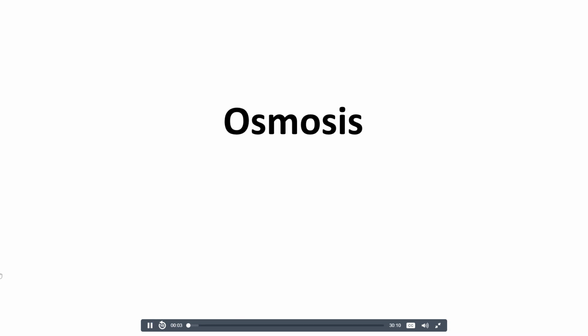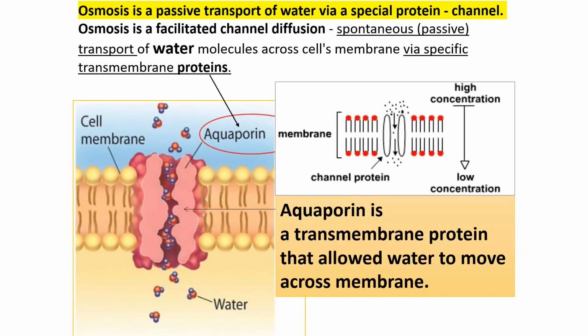Next, we will talk about osmosis. Osmosis is a passive transport of water via specialized protein channels. They are called aquaporins: aqua, water, porins. Osmosis is a type of facilitated channel diffusion, facilitated because we need this specialized protein in here.